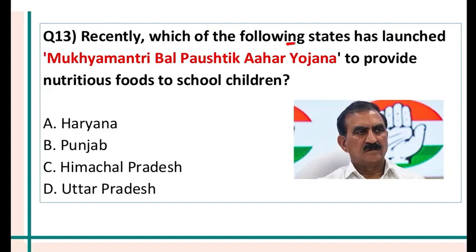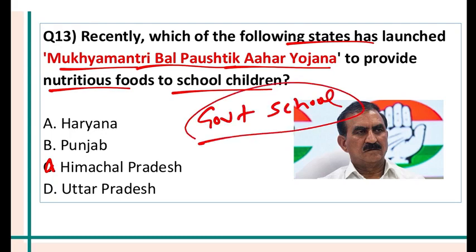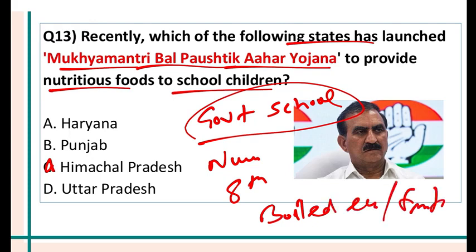Which state has launched the Mukhyamantri Bal Paushtik Ahar Yojana to provide nutritious food to school children? This is a scheme which has been launched recently by the government of Himachal Pradesh. It will be only for government school children. If the children are studying in a government school, students from class nursery to class 8th, they will be given either boiled eggs or fruits once a week. So this is to provide nutritious food to the school children.